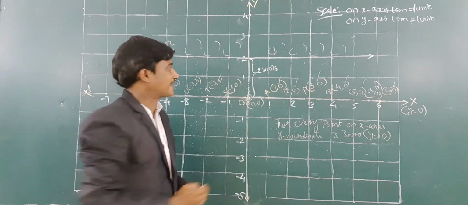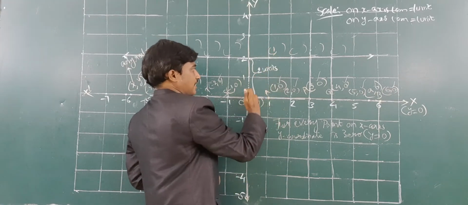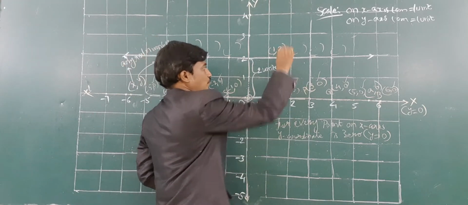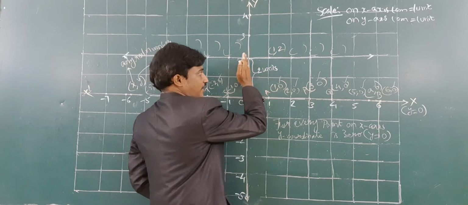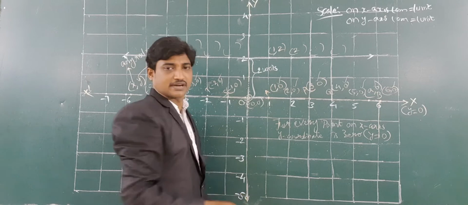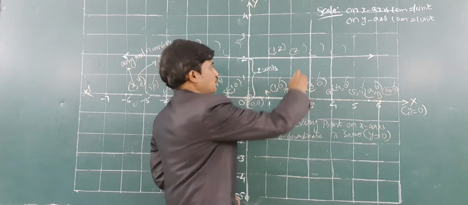The perpendicular distance from the x-axis to a point is called the y-coordinate. Here we have a distance of 2 units, so the y-coordinate is 2. The point is (1, 2). For the next point, the perpendicular distance from the y-axis is the x-coordinate, that is 2 units, and the perpendicular distance from the x-axis is the y-coordinate, that is 2 units.